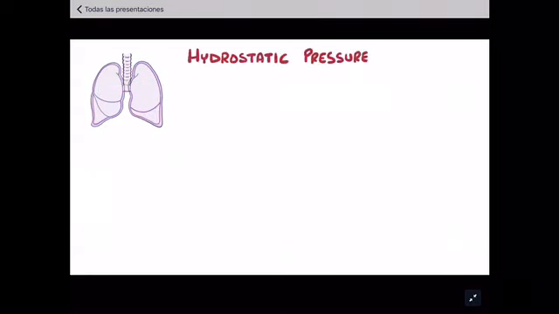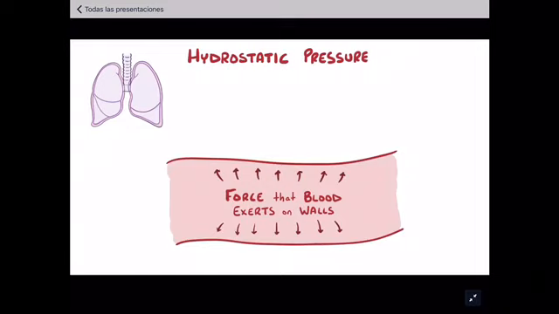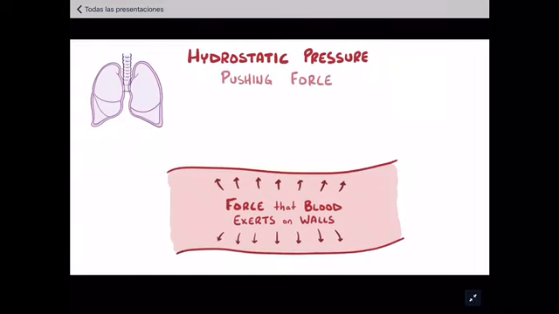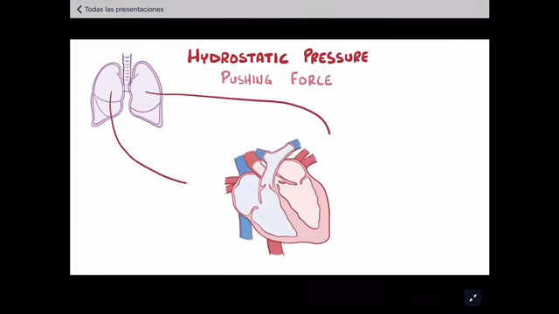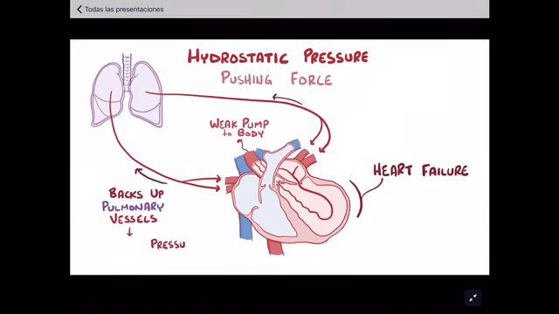Hydrostatic pressure is what we normally think of as blood pressure. It's the force that blood exerts on the walls of the blood vessel, and can be thought of as a pushing force. A common cause of increased hydrostatic pressure in the lung capillaries is heart failure. That's because when the heart can't effectively pump blood to the body, it backs up into the pulmonary vessels and causes the blood pressure in those vessels to rise. This high pressure forces fluid out of the capillaries and into the pleural space.